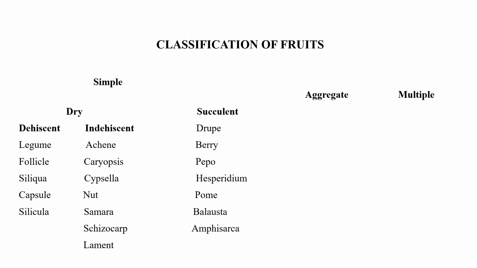Now to go to succulent. Another name for succulent fruits is fleshy. That is, a part of the fruit wall, which has been divided into three, is usually succulent, usually fleshy. Most of the fruits that we eat belong to this category. Under that, we have drupe, followed by berry. We have pepo, we have hesperidium, we have pome, we have balausta, and we have amphisarca.